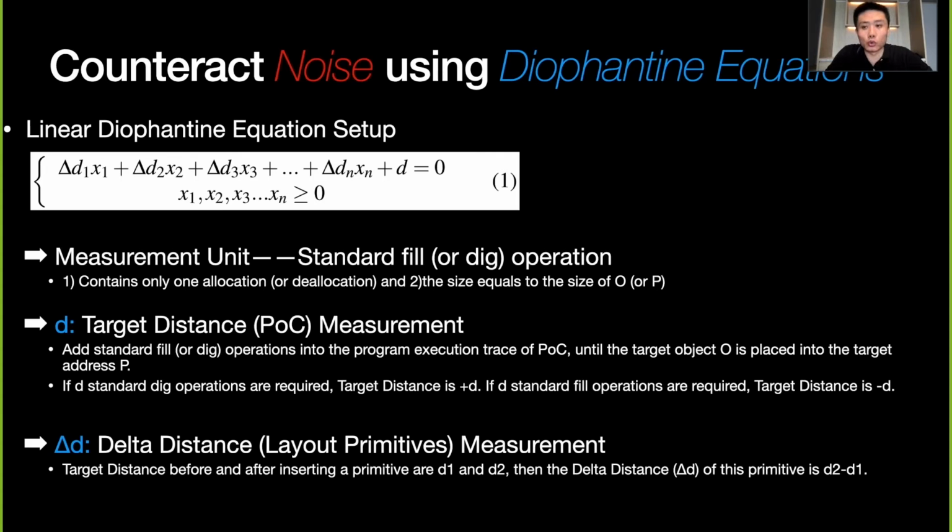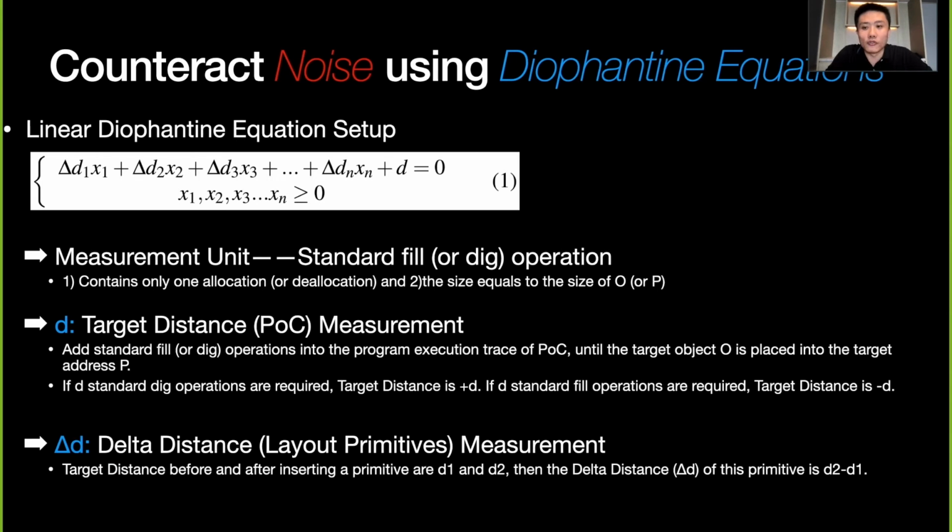Then we need to form Diophantine equations, and by solving the equation to figure out which and how many primitives are needed. In the equation, x is the amount of each primitive, and d is the target distance of POC, and the delta d is the delta distance of each primitive. So we need to measure the distance.